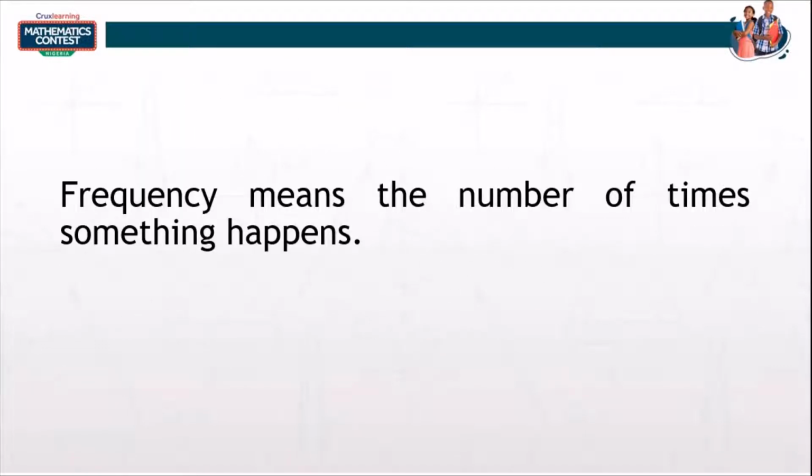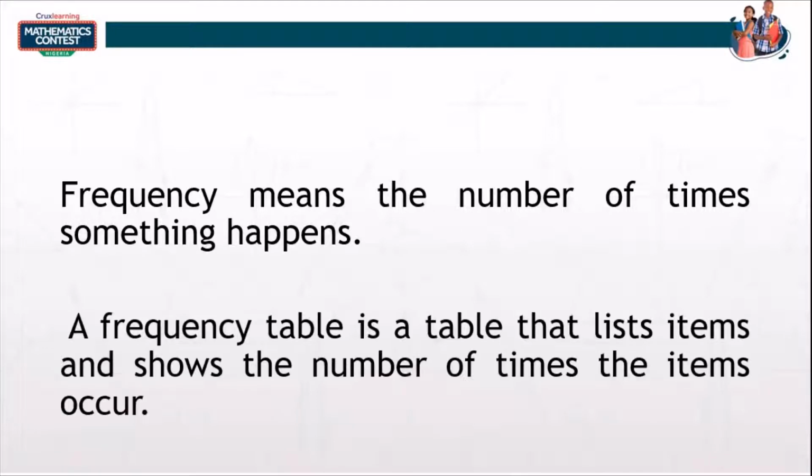And what is frequency? Frequency means the number of times something occurred or appeared in a particular distribution. And a frequency table is a table that lists items and shows the number of times the item occurs. So you have your items and then the frequency. That's what makes this a frequency table.